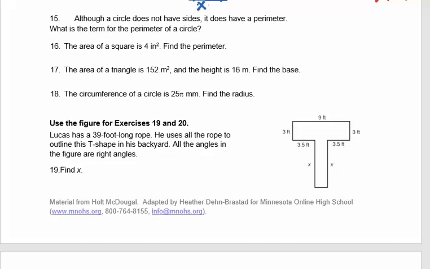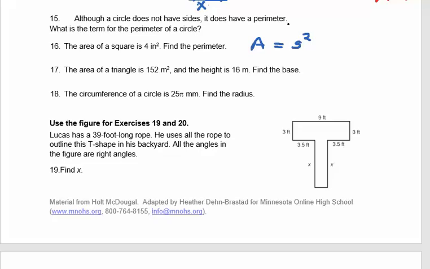Okay, 16, 17, and 18 are working backwards. They're giving you the area or the circumference, and then they're asking you to find some other part of this. So what we're going to do is write the formula for the shape, and then fill in the parts we know, and then solve for the parts we don't know. So the area of a square is 4 inches squared. So I know that the area of a square's formula is A equals S squared. And you can look back at the top of the page to find those formulas.